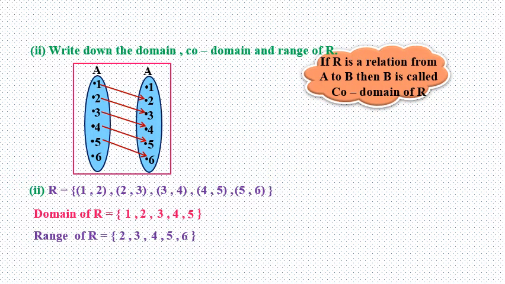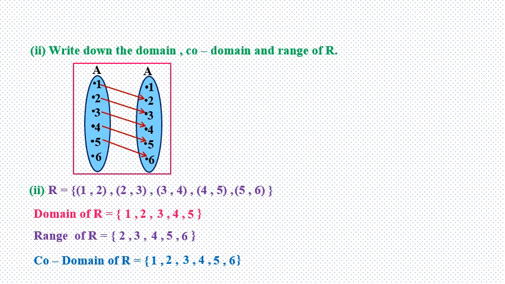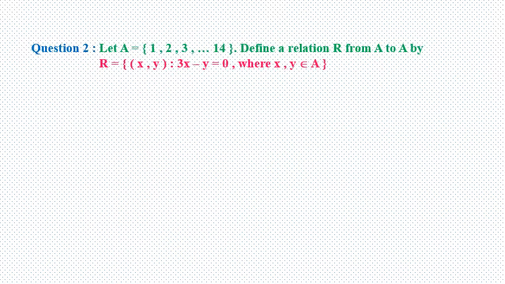Now, if the relation R is from A to B, then B is called the codomain. The complete set B I need to write: 1, 2, 3, 4, 5, 6. Next question. See, the question will look like this. Write down the domain, codomain and range in this problem.